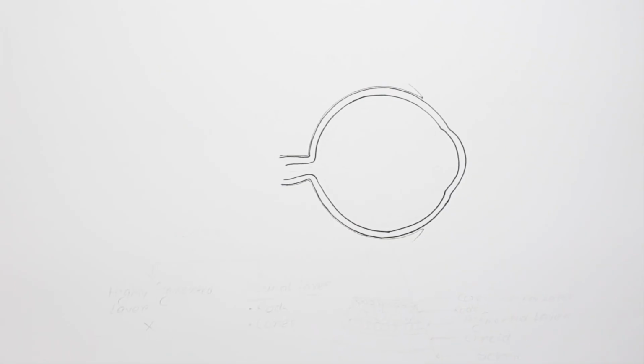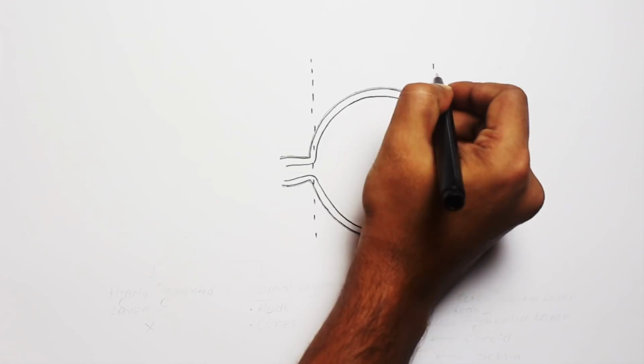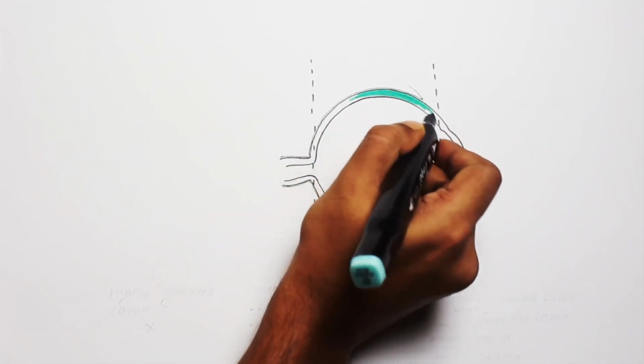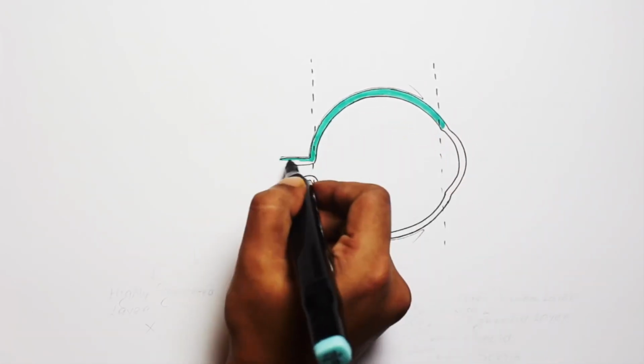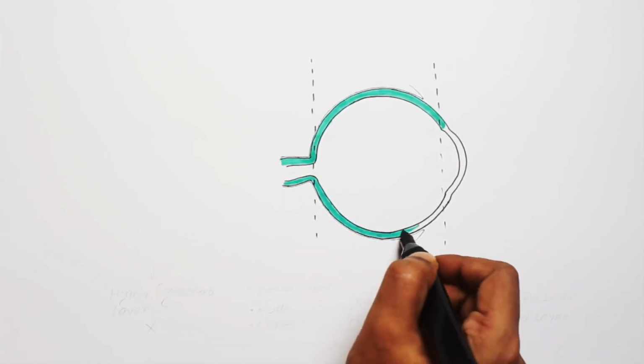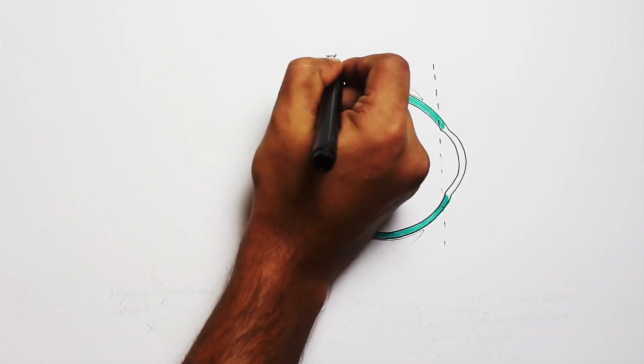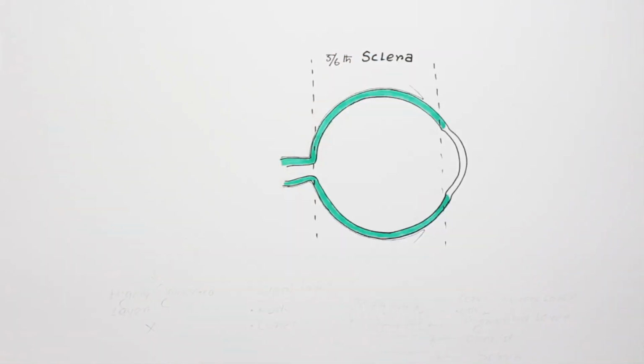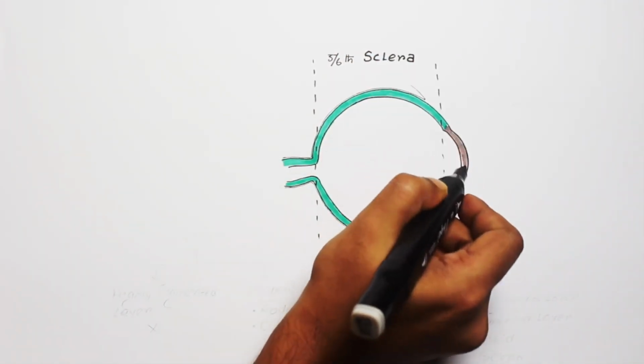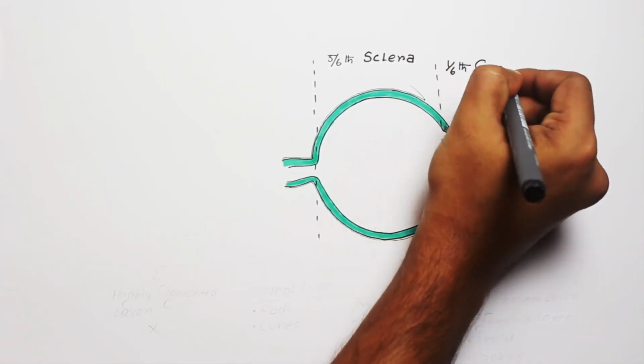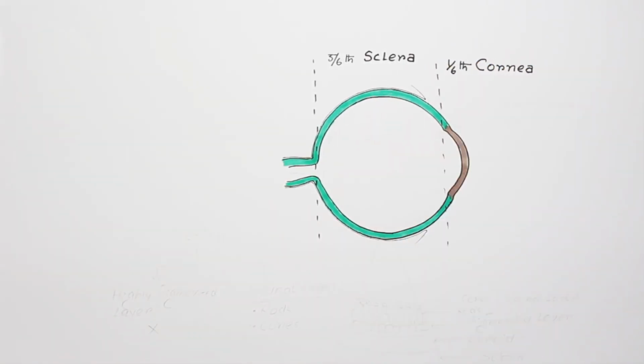Here in this diagram, this total part is the outer layer. The posterior 5/6 part, from this portion to this portion, is called the sclera, which is a very tough membrane. Here, this transparent anterior 1/6 part is called the cornea. So the outermost layer mostly consists of two parts, the sclera and the cornea, which protect the inner layer and let the light come into the eyeball.